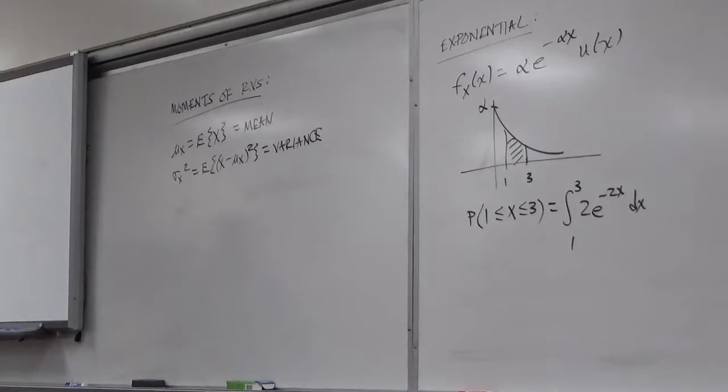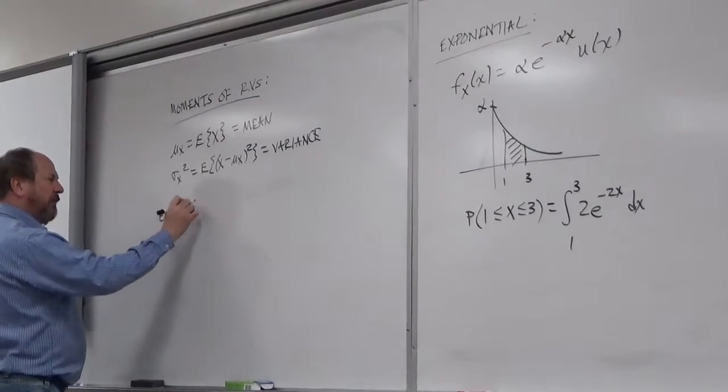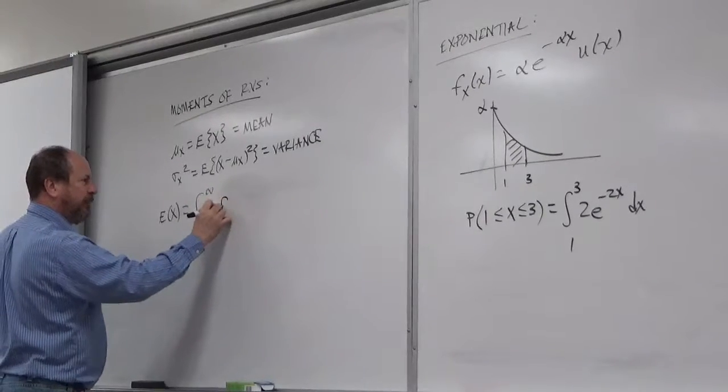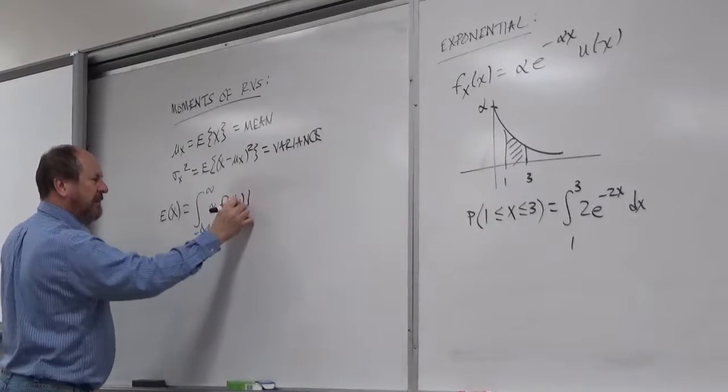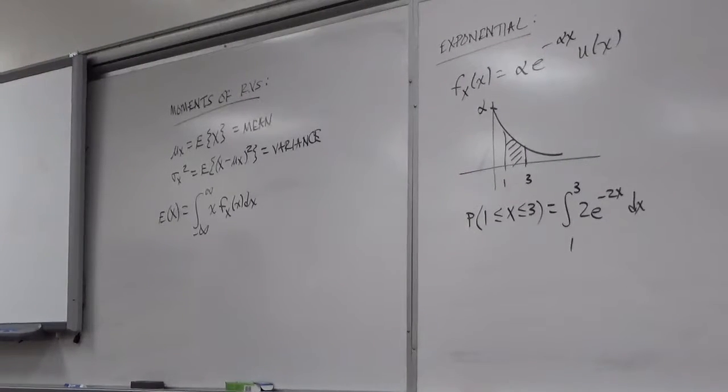What do I mean by that? Expected value of x would be integral negative infinity to infinity x times little f sub x of x dx. Take the density function, multiply with a random variable, and integrate.